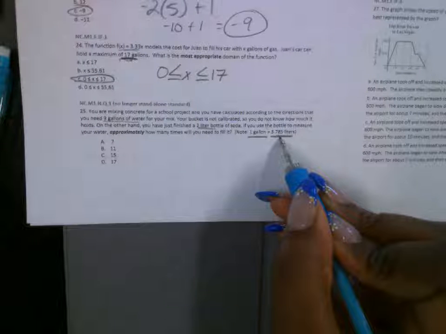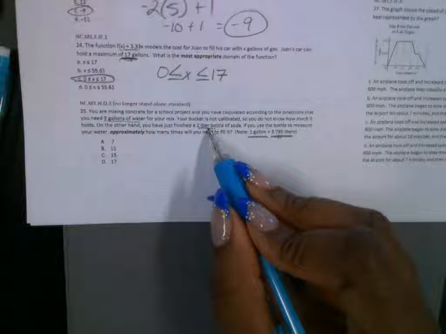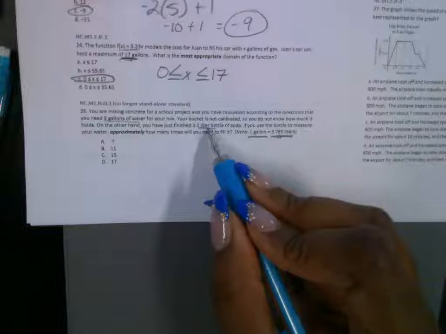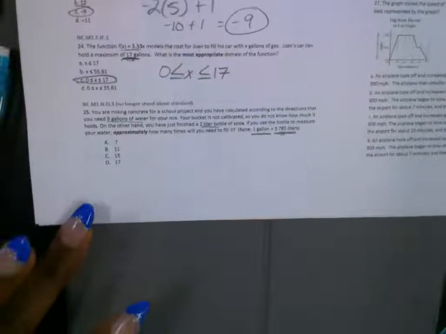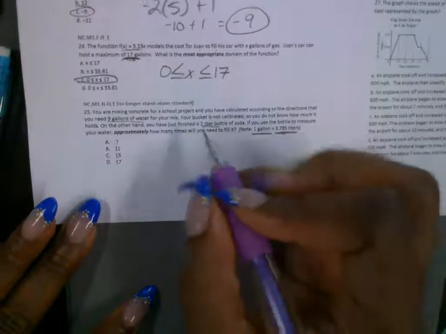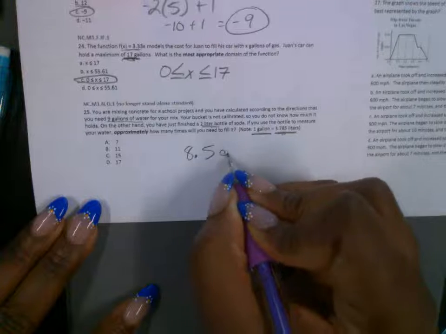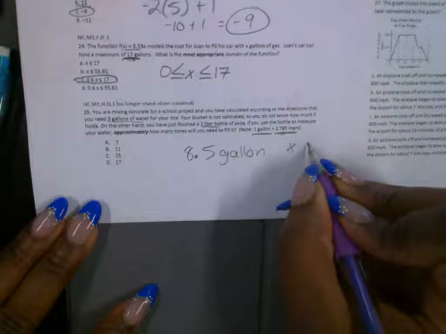So in order to figure that out, you're going to say, let's see. You just finished 2 liters. Okay. So here you have to figure out how many liters are in a gallon, right? That's what you have to figure out. So it's 4 liters in a gallon. So you have a half of a gallon. So it's 8.5 gallons left. So you're going to do 8.5 times 3.78.